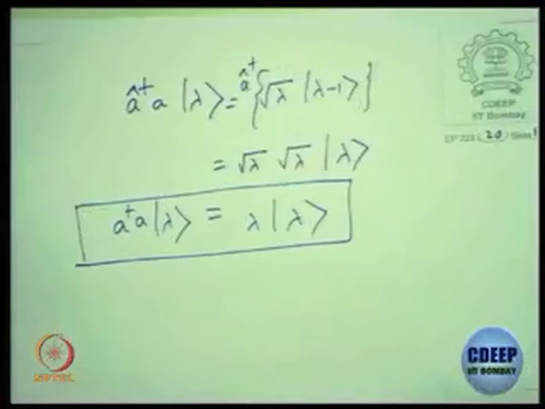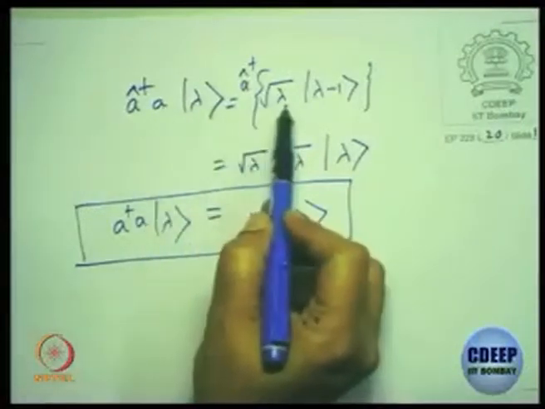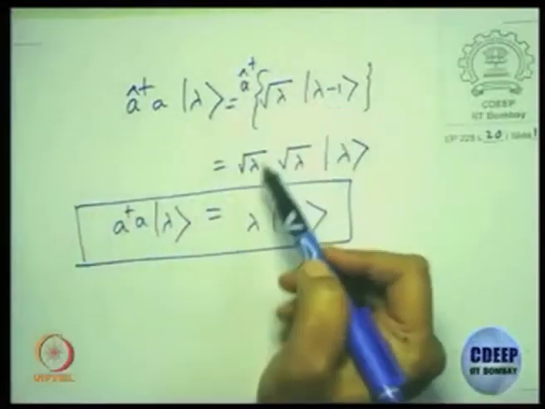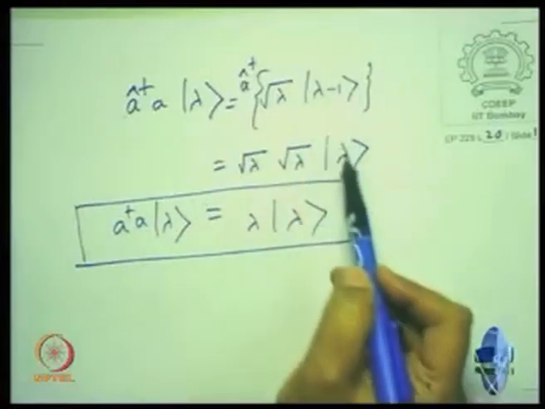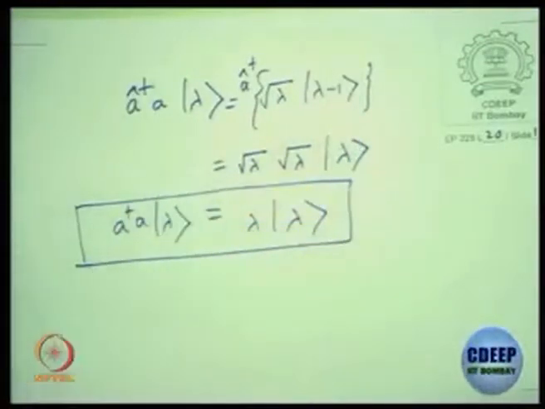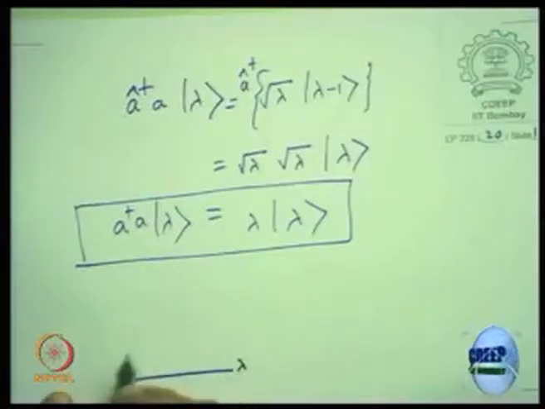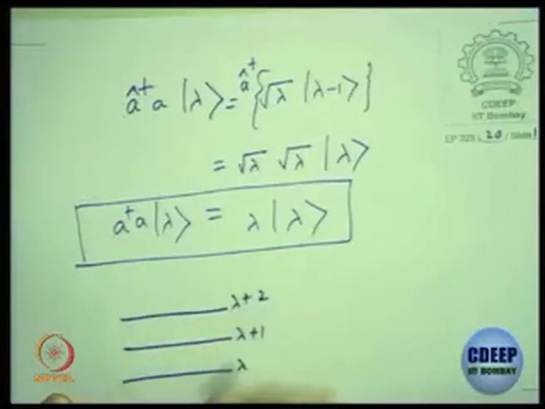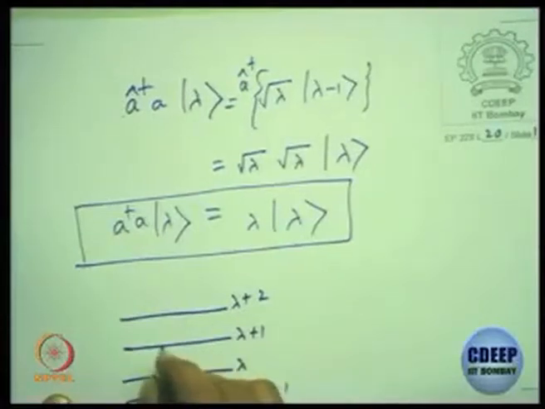Am I right? A on lambda is root lambda times lambda minus 1. A dagger on lambda minus 1 will be again root lambda times lambda. It raises it by 1 unit, and you have that the number operator is an eigenstate with eigenvalue lambda. Everything is consistent. Okay, so if you draw the lines, you have lambda minus 1, you have lambda plus 1, lambda plus 2, and so on. So you can have lambda minus 1 and you can go below. This one is done by the a dagger operator.